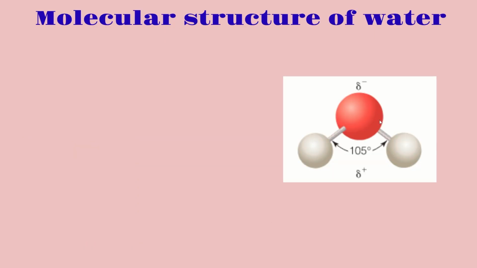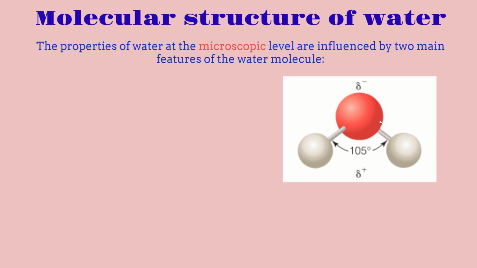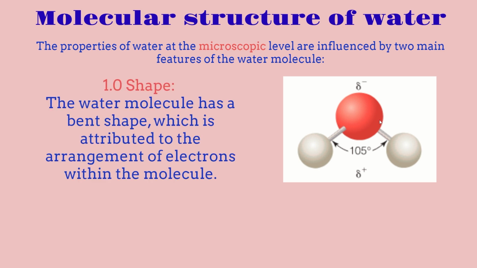So starting off, we're going to talk about the molecular structure of water. The properties of water at the microscopic level are influenced by two main features of the water molecule. The first one is shape, and in the next slide we're going to talk about the second point. So considering shape, the water molecule has a bent shape, which is attributed to the arrangement of electrons within the molecule. And we can see that on the right in this picture of the water molecule.